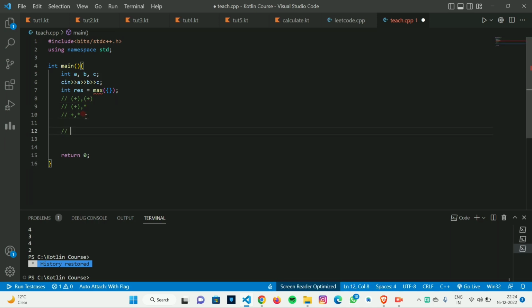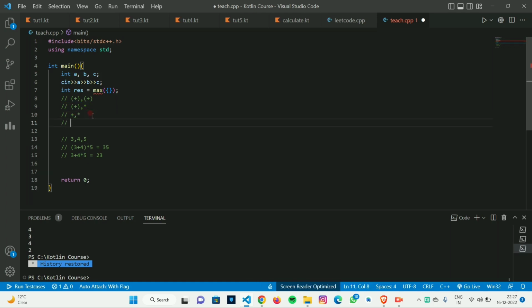Take an example, let's say 3, 4 and 5. From these operations, the answer will be 3 plus 4 multiplied by 5, that is 35. And for these operations, the multiplication will be performed first and then the addition will take place. So the answer will be 20 plus 3, that is 23. As you can see, these two answers are not equal. So the brackets do make a difference.